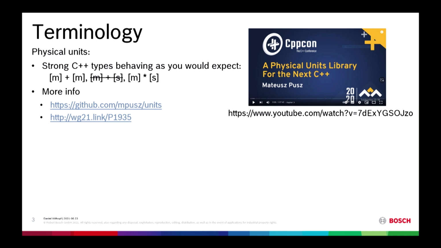In case you want to know more about this, there is the library by Matthias Pusch and proposal P1935 that he wrote, which is a physical units library for the next C++. So hopefully it will make its way into C++26 if we're lucky. Please check out any of his talks, they're really nice. And you can also check the GitHub link or the paper if you want to know more. But for today, as I mentioned, you don't need to know much about the details.